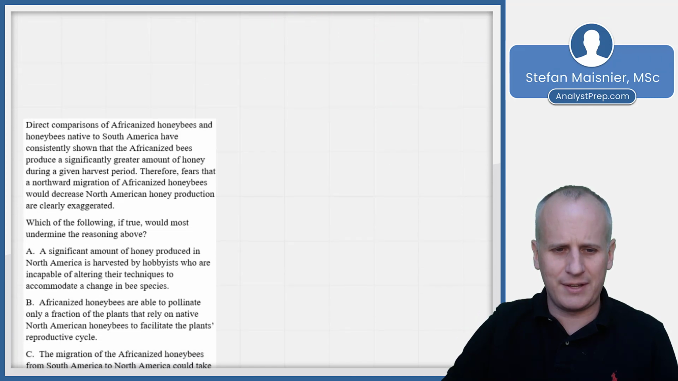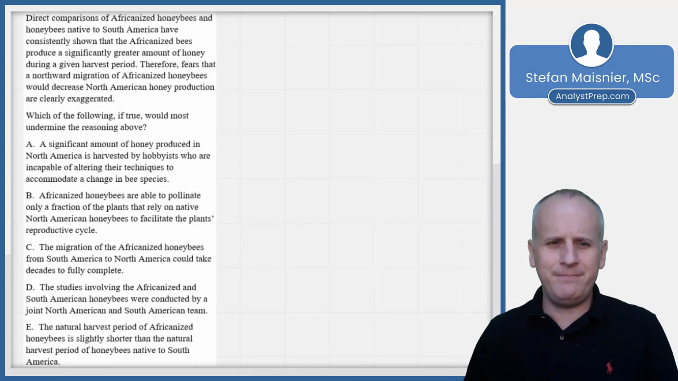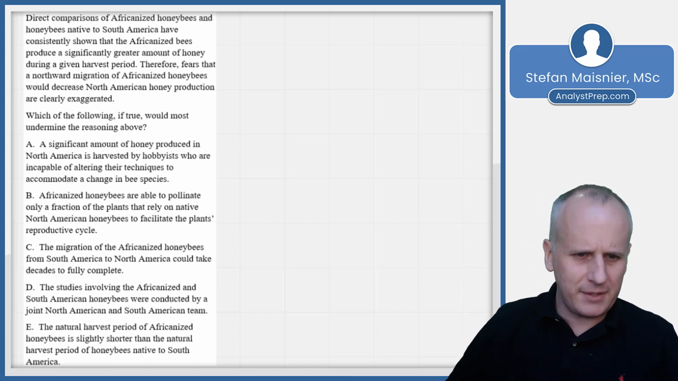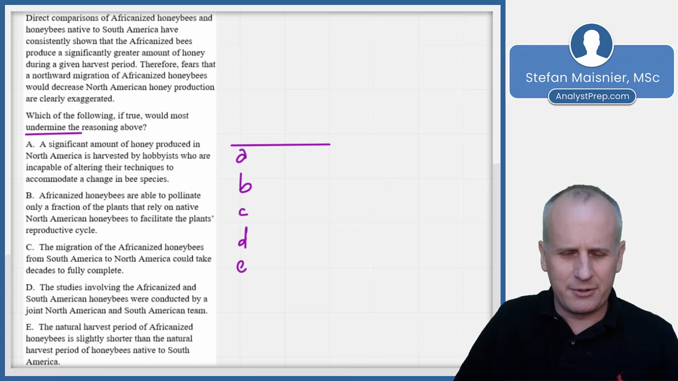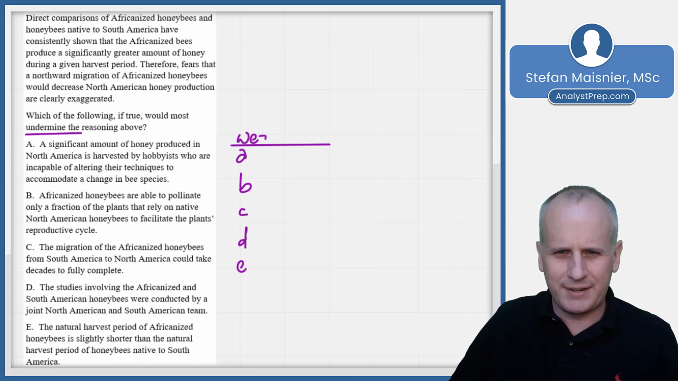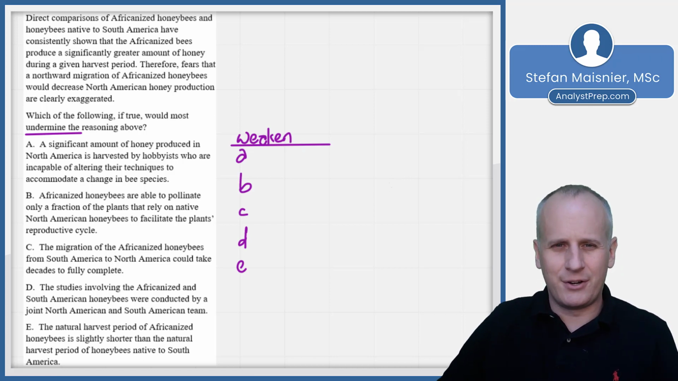Now, if we scroll on down, we got another example here, a rather lengthy one. So here, once again, we're going to set up the scratch work. We got A, B, C, D, E, put a little line over top, and we can see we're being asked to undermine the reasoning, so that means we have to weaken. Unfortunately, this one doesn't tell me what the conclusion is in the question stem as nicely as the previous one did, but we're going to set up our predicted weaken again.